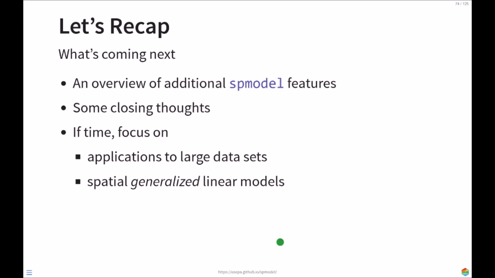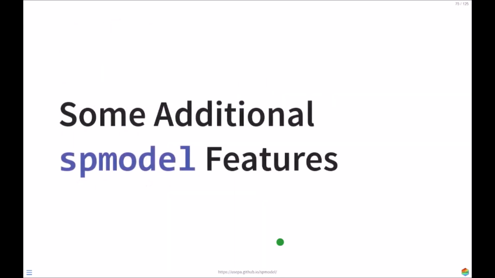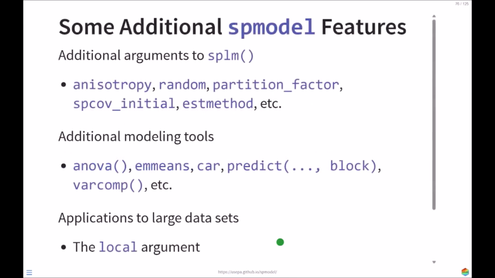And then, if time, we'll talk about applications to large data sets and spatial GLMs, depending on questions and things like that. So some additional spmodel features. There's lots of additional arguments to SPLM. We really just explored the most introductory scenario. One of those is anisotropy. By default, we assume that spatial covariance decays the same in all directions. You may not want to make that assumption. You may want spatial covariance to decay differently in different directions.